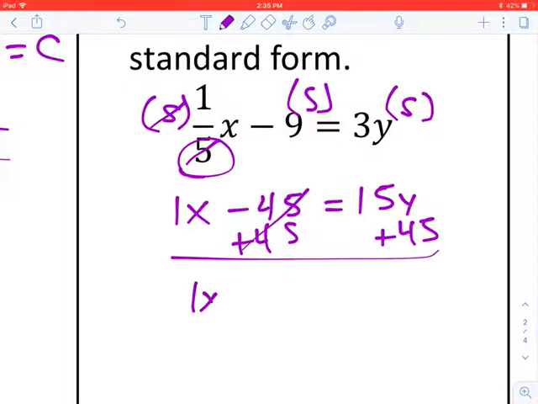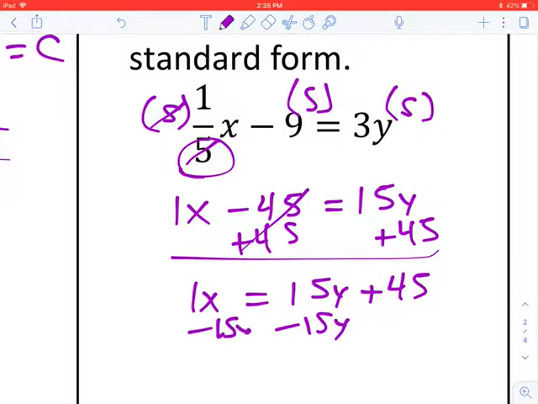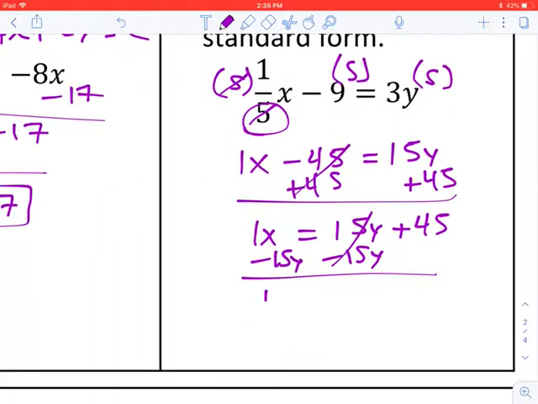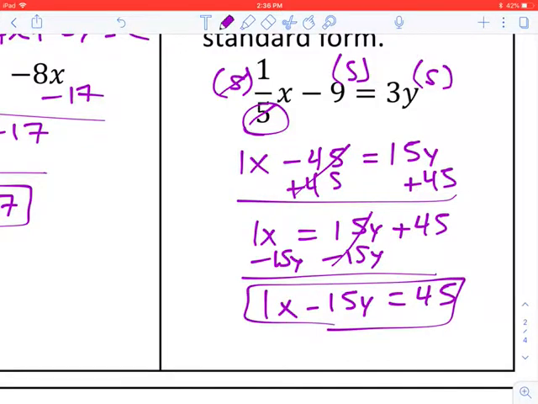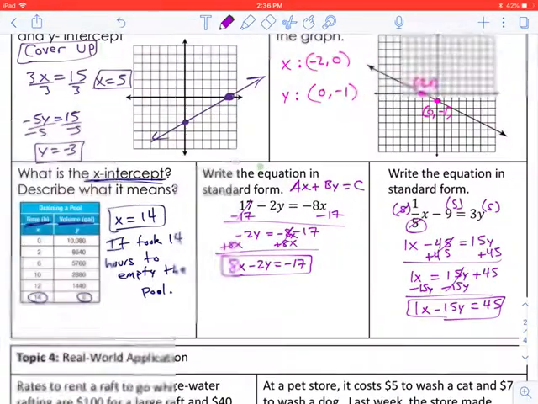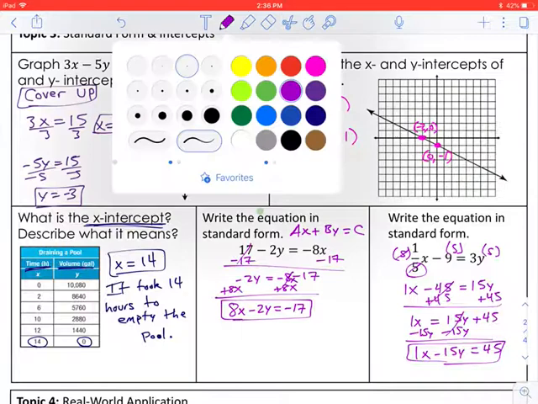So I've got 1x left over here equals 15y plus 45. So subtract 15y from both sides. And I end up with 1x minus 15y equals 45. And there we are. That's standard form and intercepts.